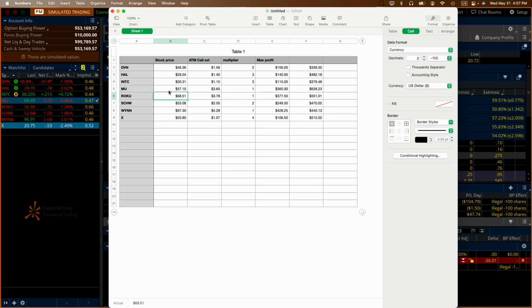I confused those two. It is upside down. Let's change that. 57.1 for Roku, and MU is 68.4. Okay, so that's better. Okay, the Roku is 661. That's what I'm going to get on expiration with this.